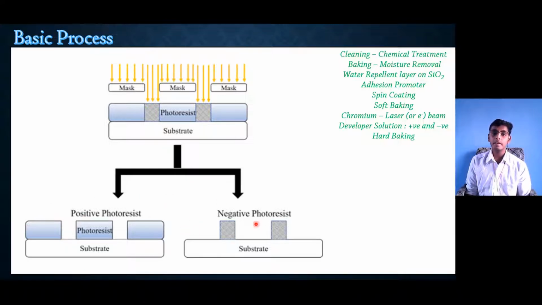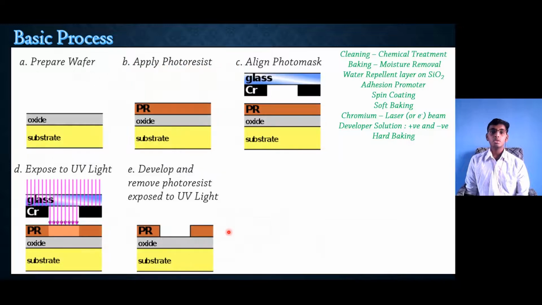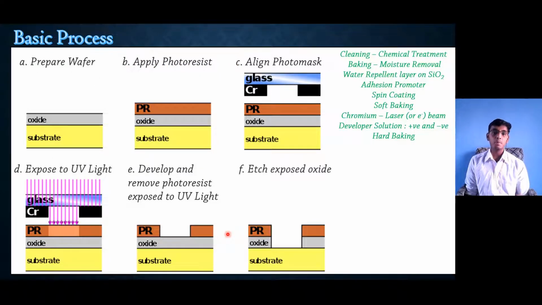So after developing it, we hard bake it to make it even more rigid and adhere strictly to the substrate layer. The next step is to etch the exposed oxide. Now that we have certain parts of the oxide layer exposed, we fill in a chemical known as an etching agent. This removes only the part which is exposed. Whatever is just below the photoresist layer and not exposed to the chemical will not be altered at all. So this is the process which removes the unwanted material from our oxide layer.